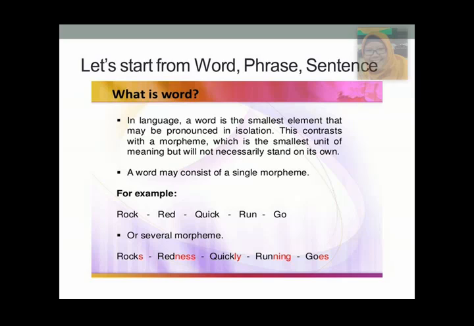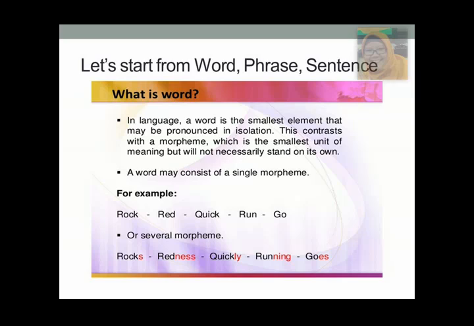So we are not going to discuss morphemes. You will learn later in other subjects, but now we focus on words. And then the second definition of words is that words may consist of a single morpheme. Okay, let me give you examples to grab the idea about what words are. You have rock, red, quick, run, and go. These are words.